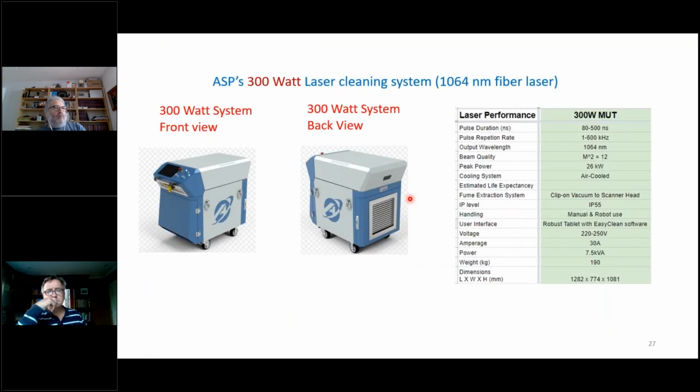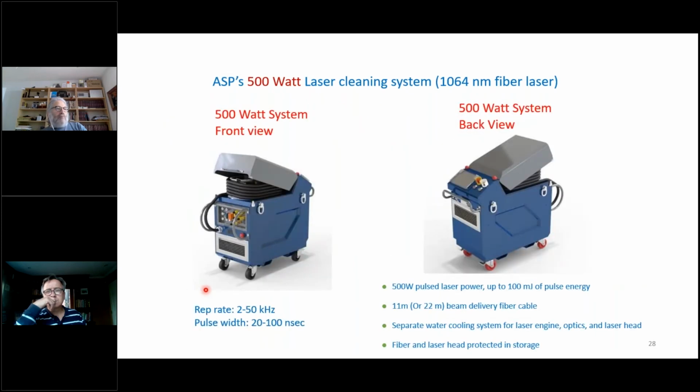We just recently developed the 300-watt laser. You can see the two views here. Although it's not 100% ready, it should be ready by end of June, I suppose. These are some of the specs of this laser that are seen in this table.